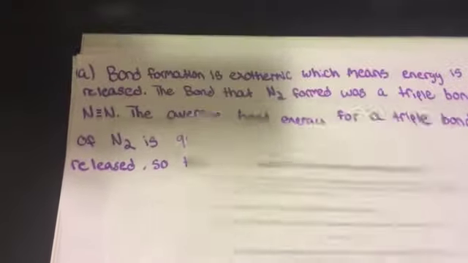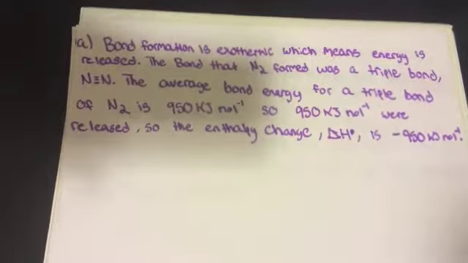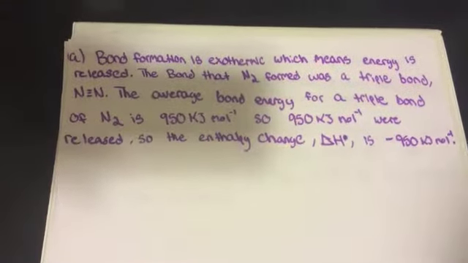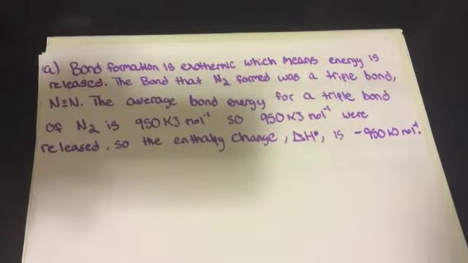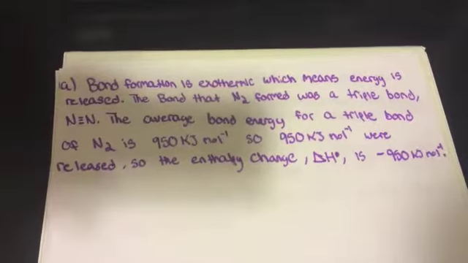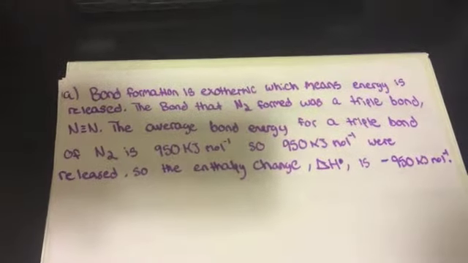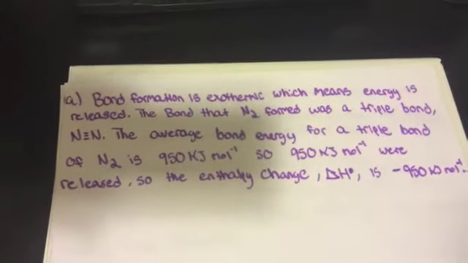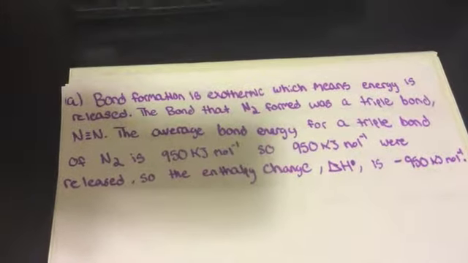So we know that bond formation is exothermic, which means energy is released, and the bond that N2 formed was a triple bond because N has 3 valence electrons. The average bond energy for a triple bond of N2 is 950 kilojoules per mole. So 950 kilojoules per mole were released. So the enthalpy change, delta H, is negative 950 kilojoules per mole.